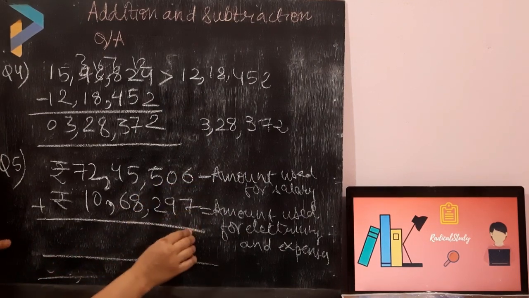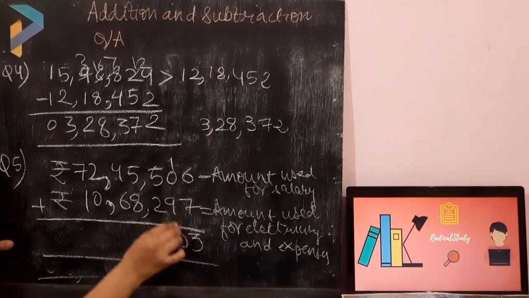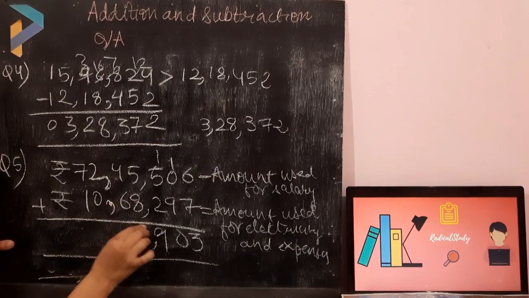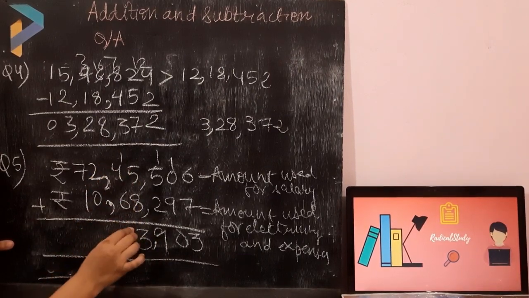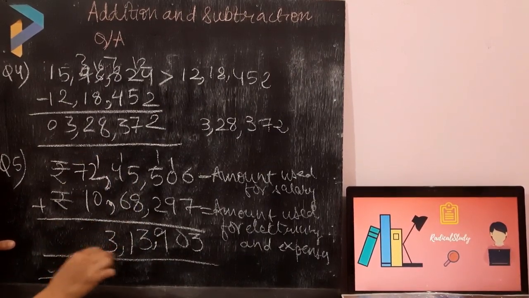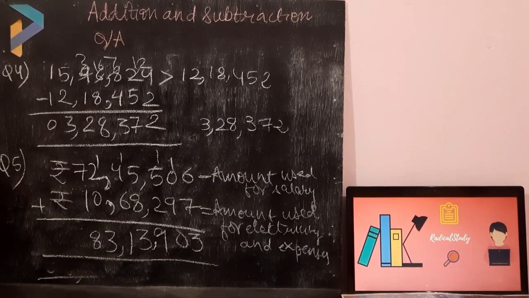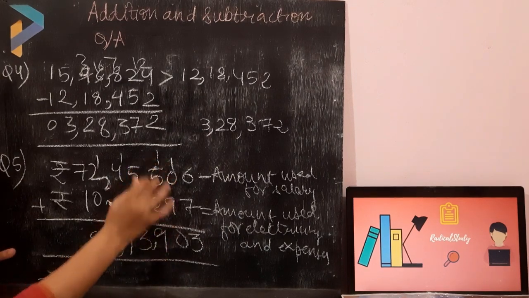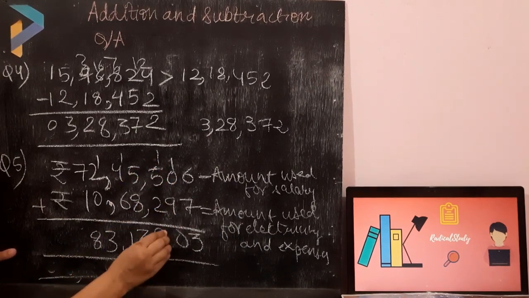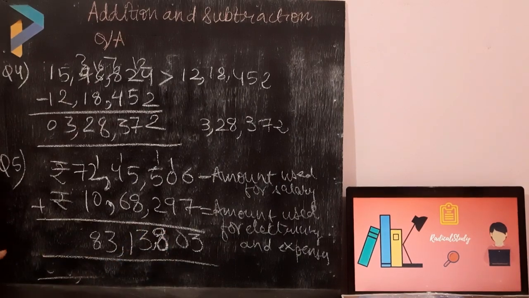6 plus 7 is 13. 9 plus 1, 10. 7 plus 2, 9. 8 plus 5, 13. 11. So the answer is 83,13,803. What is the answer? 803, because here it will be 6 plus 2, 8. 803. Okay, students. So these were 5 questions.